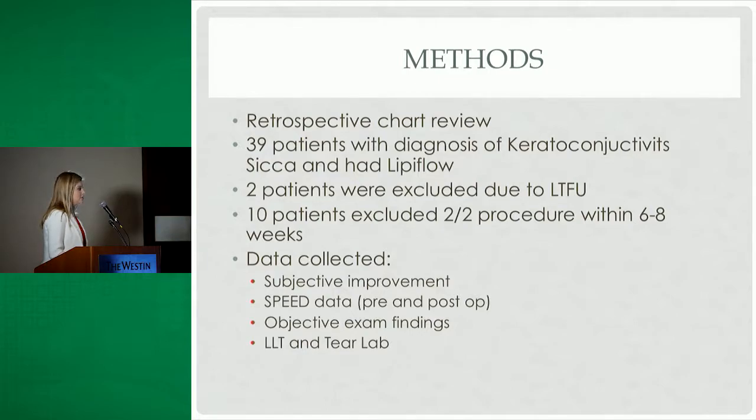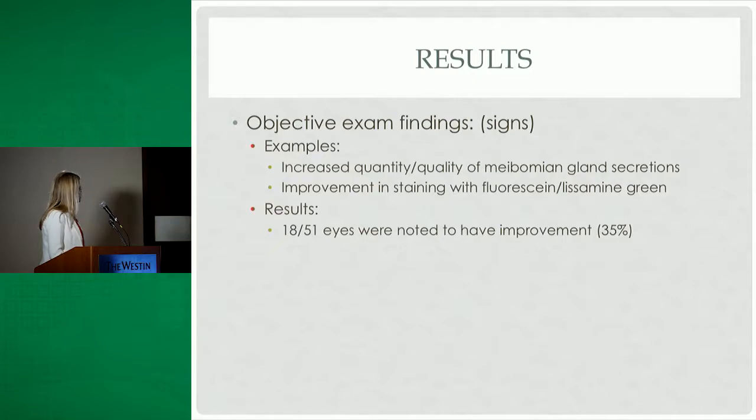And 10 patients we excluded just because they had had the procedure within a 3 to 4 week window, and we didn't have that 6 to 8 week initial follow-up data. The things that we looked at were the patient's subjective improvements. Did they have any objective exam findings that showed improvement? Their lipid layer thickness and TearLab data, as well as SPEED data, which is a questionnaire for dry eye patients. So what did we find?